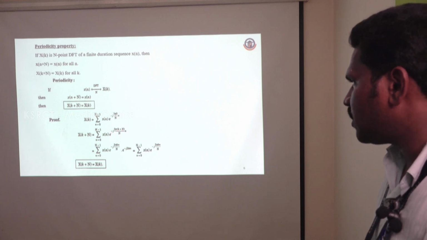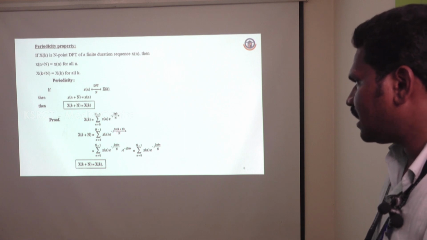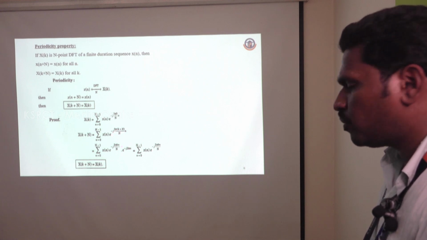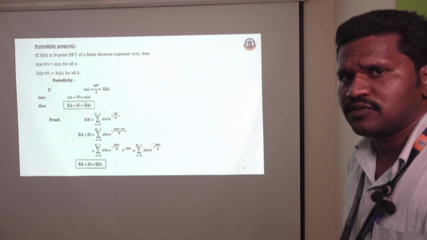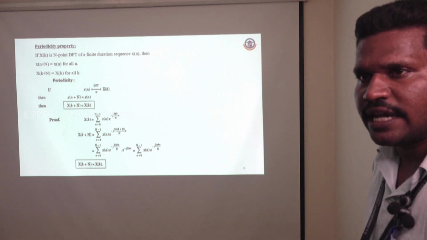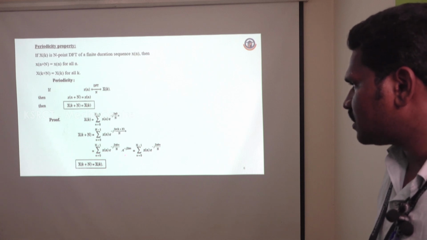So for this case, you can separate it as the product of e power minus j 2 pi k n divided by capital N, and e power minus j 2 pi n. What is e power minus j 2 pi? It stands for cos of 2 pi minus j sin of 2 pi. For this value, sin of n pi is 0 and cos of n pi is 1. Therefore, the resultant value is 1.